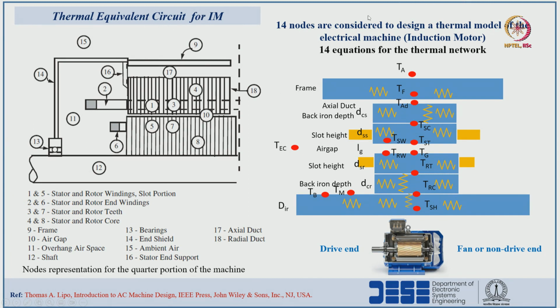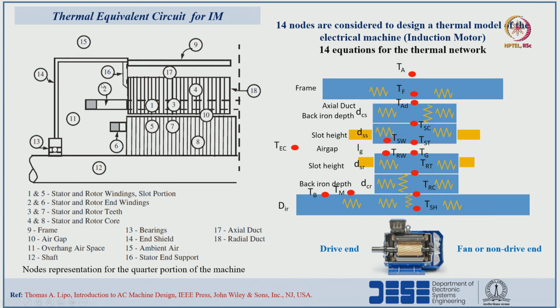The 14 thermal nodes are considered to realize the thermal model of an induction machine. These thermal nodes are ambient and frame, axial duct, stator winding, stator core and stator teeth, air gap, rotor winding and end windings, and in the same way rotor teeth, rotor core, shaft and bearings, where the bearings node represents the mechanical losses.